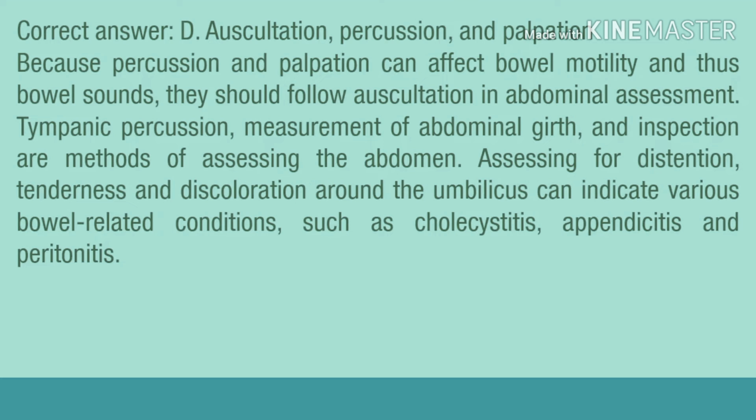Correct answer, D. Auscultation, percussion, and palpation. Because percussion and palpation can affect bowel motility and thus bowel sounds, they should follow auscultation in abdominal assessment. Tympanic percussion, measurement of abdominal girth, and inspection are methods of assessing the abdomen. Assessing for distension, tenderness, and discoloration around the umbilicus can indicate various bowel-related conditions, such as cholecystitis, appendicitis, and peritonitis.